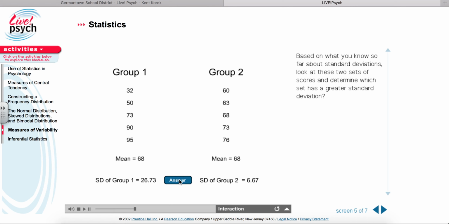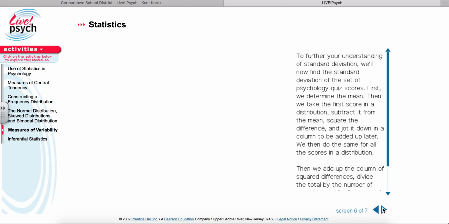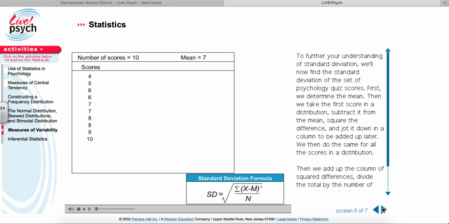Although both sets of scores have the same mean, Group 1 has a greater standard deviation than Group 2, which means that there is more variability in this set of scores than those in Group 2. So in this case, Group 1 is correct. To further your understanding of standard deviation, we'll now find the standard deviation of the set of psychology quiz scores.